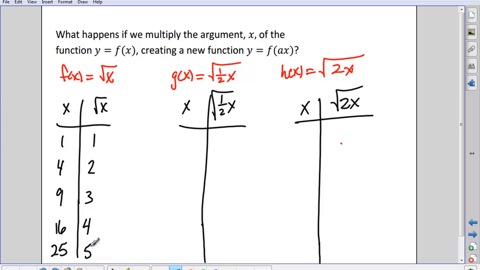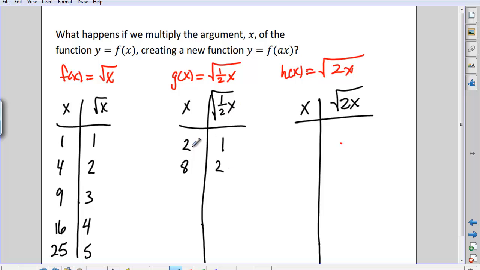Now if I try to do the same thing over here on g of x, I can't just plug in a 1 here and get a nice easy number to take the square root of, right? Because it's going to get multiplied by 1/2. So instead of a 1 here, what if I put a 2 in for x? 1/2 of 2 is 1. The square root of 1 is 1. Okay, what are some other numbers that could do well there? What if I did an 8? What's 1/2 of 8? That's 4. The square root of that is 2.